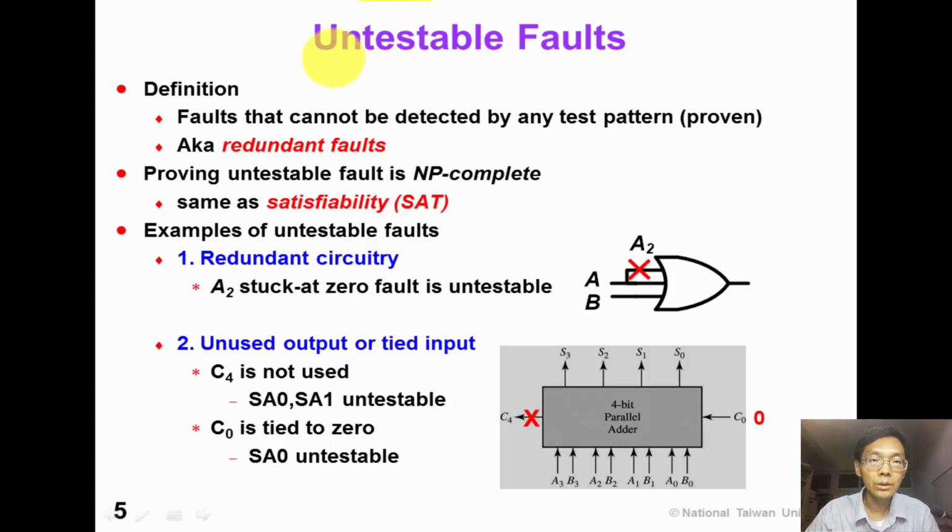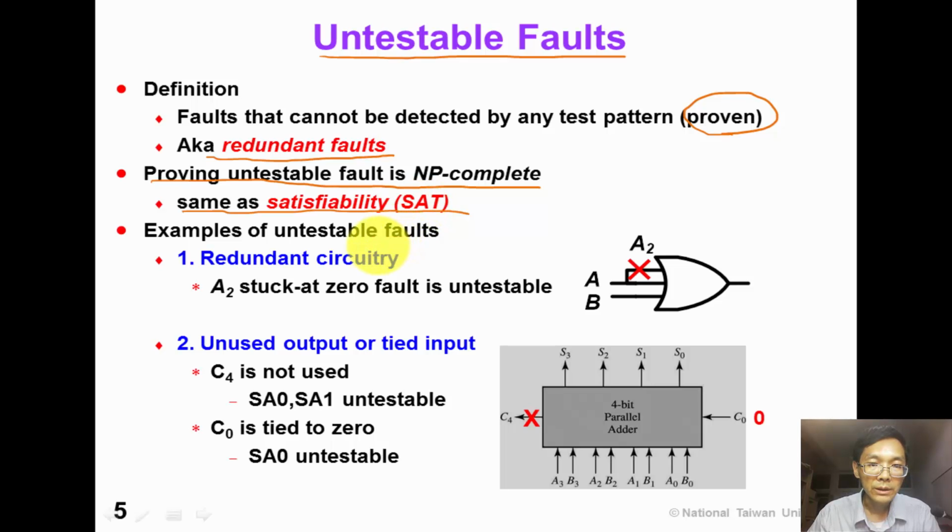Now let's go into more details about untestable faults. Untestable faults are the faults that cannot be detected by any test patterns, and it has been proven by our ATPG tool. Untestable faults are also known as redundant faults. Proving an untestable fault is NP-complete, so it's a very difficult job. The complexity is the same as the satisfiability problem.